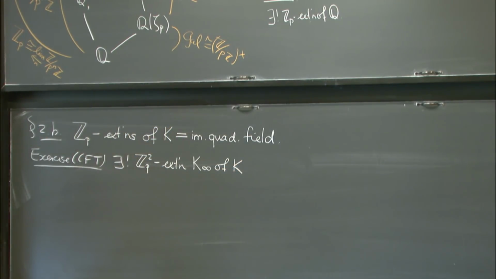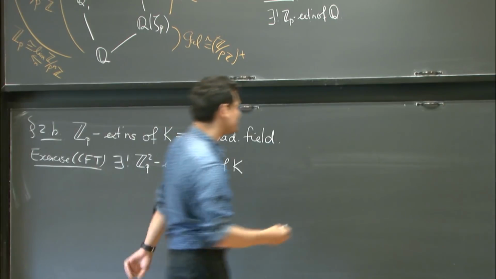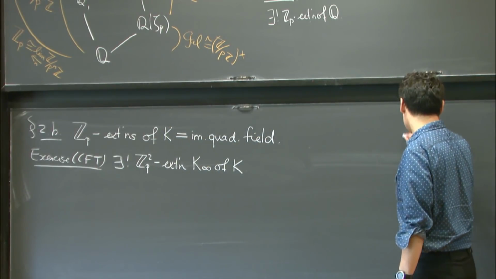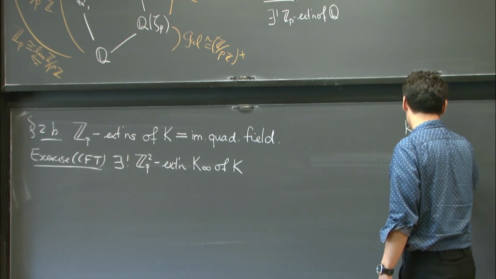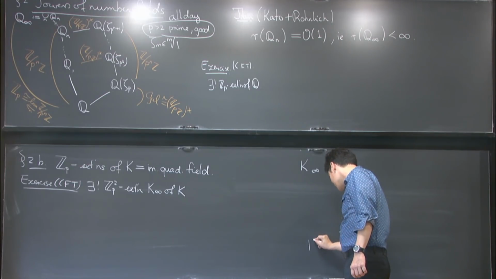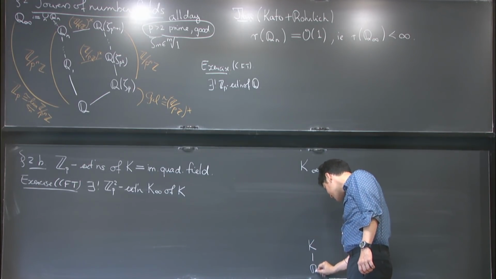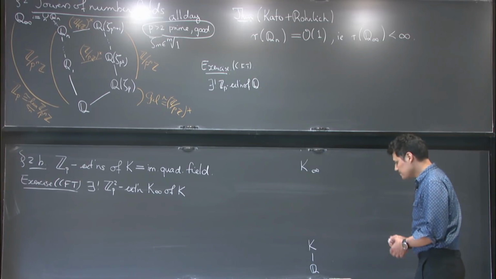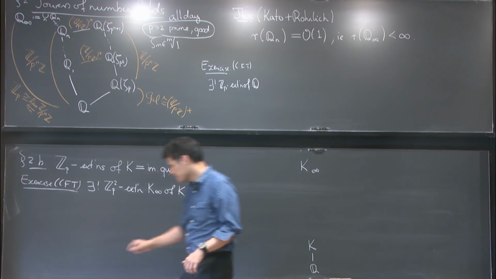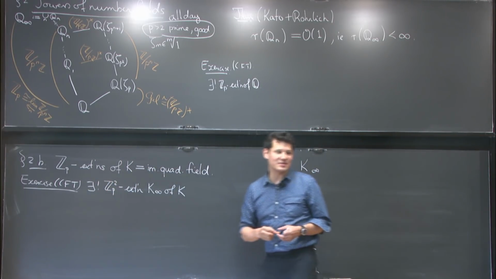So let me draw the tower of number fields where I have space. So here, you have K infinity at the top, K more or less at the bottom. At the very bottom you have Q. And this extension has a Galois group isomorphic to Z_p squared.